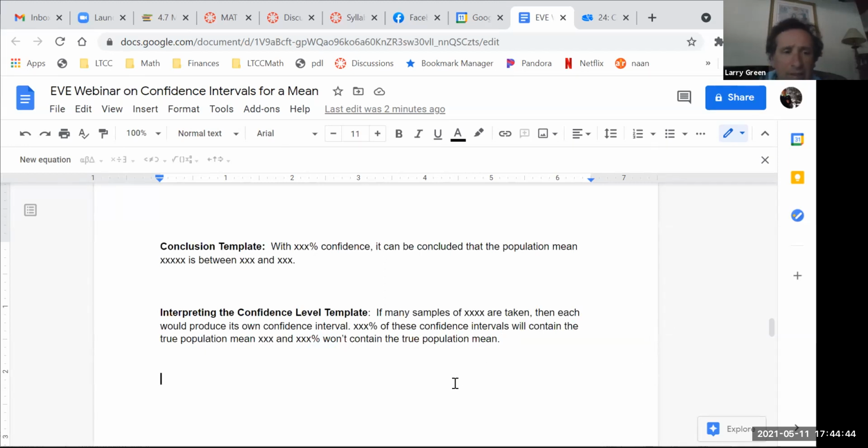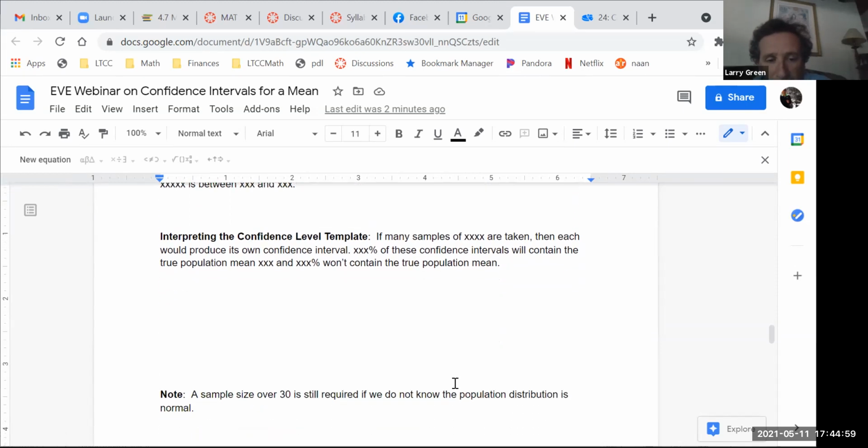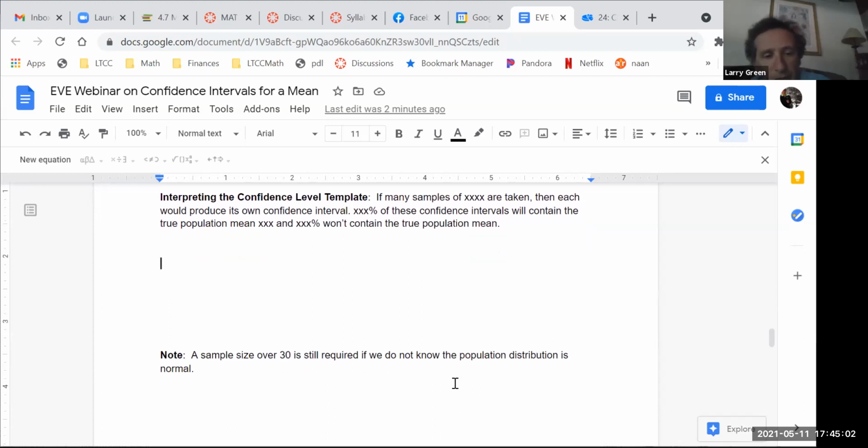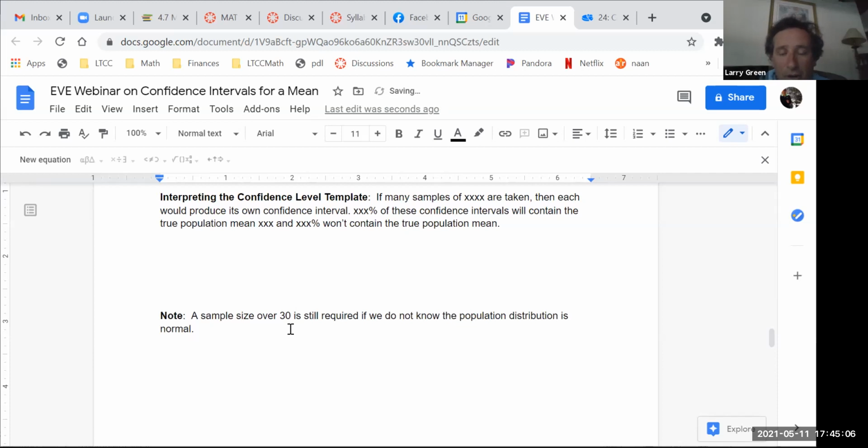Any questions on interpreting the confidence level? Any questions? Any questions? Okay, I want to note something. This is very important. And that is you need a sample size of over 30 or you really can't do it. Okay, otherwise you have to assume the distribution is normal, which is pretty bad. Any questions on that note?